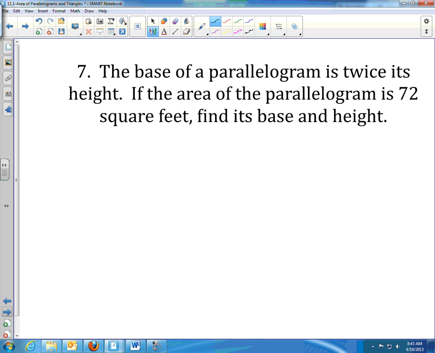All right, the base of a parallelogram is twice its height. If the area of the parallelogram is 72 square feet, find the base and height. So let's draw ourselves a picture. So our base is twice the height. So if we call our height h, the base is going to be 2h. And its area is 72.